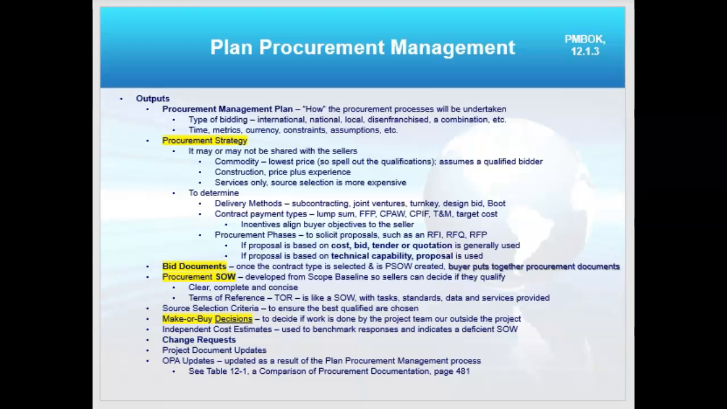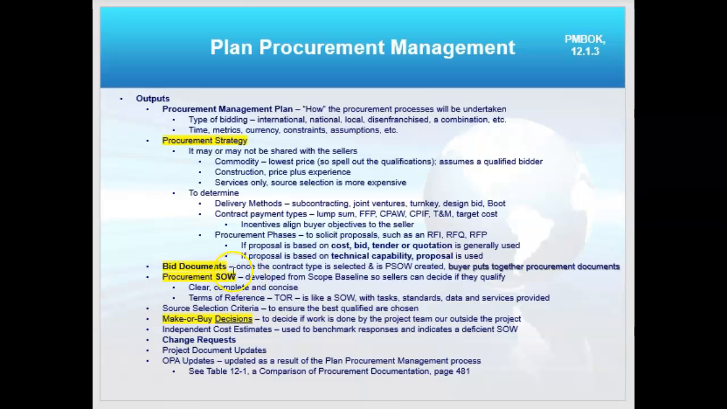And then my outputs. When I plan procurement management, my output is my procurement management plan, right here. It's the very first thing. It details how I'm going to conduct the rest of these processes. It also ties into my company's procurement strategy. That's something I would get from the procurement manager, like what type of contract: fixed price, time and material, cost reimbursable, etc.